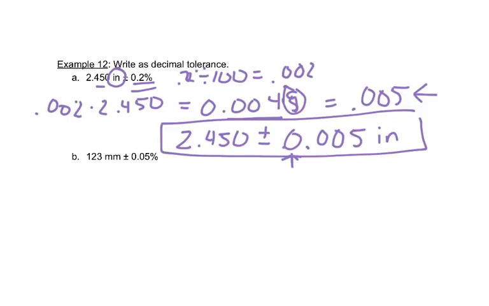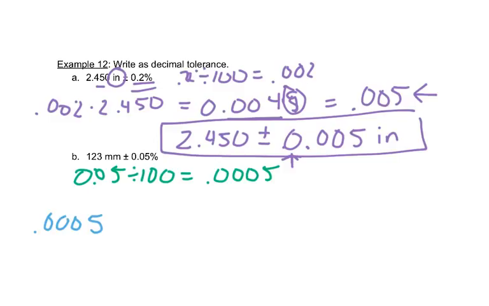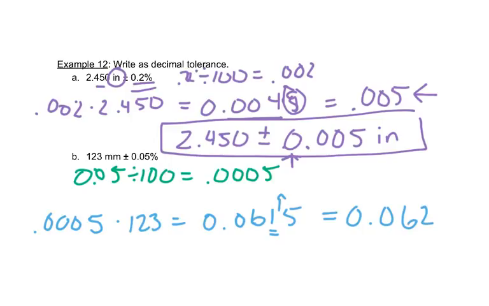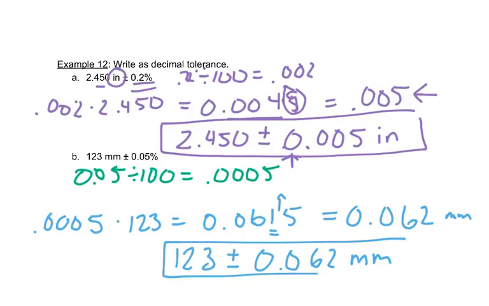Let's do the same thing for the next one. We'll take 0.05 and we'll divide by 100 first to change it to a decimal. So that's what we get. Then we'll take that 0.0005 and we're going to multiply by 123 to find out how much of that 123 millimeters we're being allowed. We went 3 numbers after the decimal. This is 5 or bigger, so we're going to go up. We're going to call this 62 thousandths. And this is now millimeters. So we'll have 123 plus or minus 62 thousandths. These are both millimeters, so we just put the millimeters at the end.